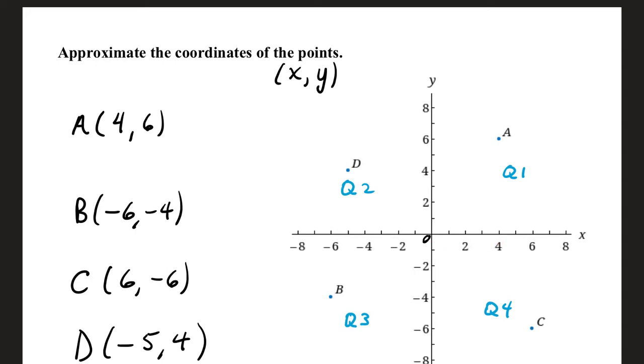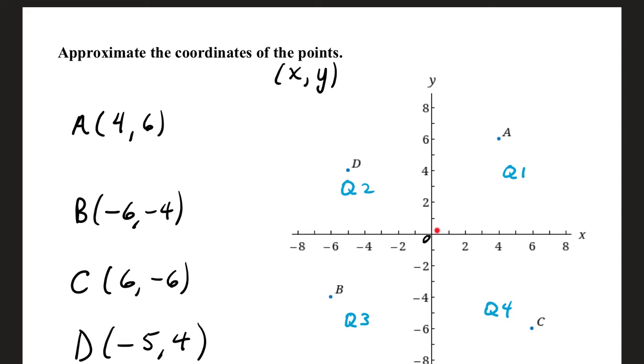Once you make that move, the y coordinate will tell you to go up if that's a positive number or down if it's a negative number. Starting at the origin, to get to point A, we have to go right 4 units and up 6 units. So A has an ordered pair 4, 6.